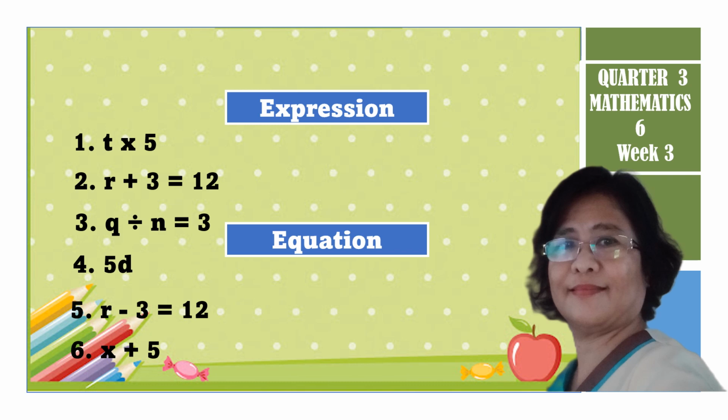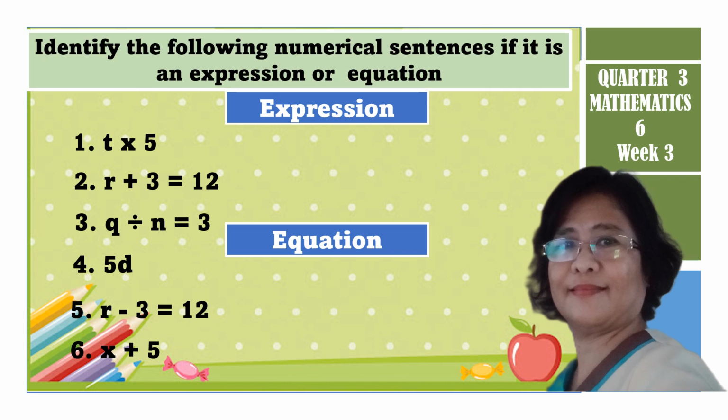Now, you already know the meaning of expression and equation. Let us now identify the following numerical sentences if it is an expression or equation. We have number 1, a number times 5. Is it expression or equation? Very good. It is an expression. What about number 2? The sum of a number and 3 is equal to 12.